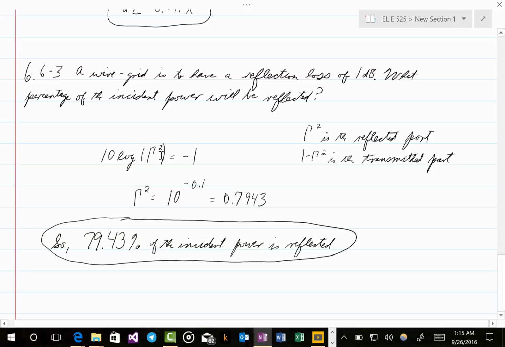So 10 log of gamma squared is equal to -1. The negative sign because of a loss, and 1 because they say 1 dB. So gamma squared is 10 raised to the minus 0.1 power. And if you do that calculation, gamma squared is 0.7943, which would mean that 79.43% of the incident power is reflected. And so 79.43% reflected corresponds to a 1 dB reflection loss. And that's all that this problem is about.